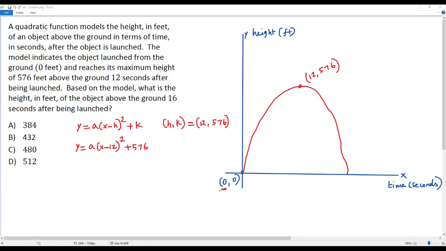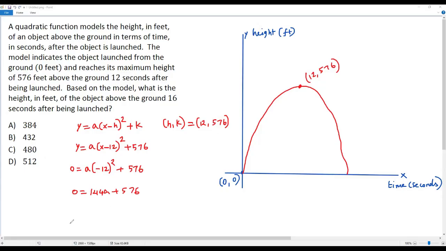That is, we have to plug in this x-coordinate 0 for x over here and y-coordinate 0 for y over here. Then I'm getting 0 equals a times (0 minus 12), which is (negative 12) the whole square, plus 576, and 0 equals a times (negative 12) the whole square, which is 144. So there is 144a plus 576.